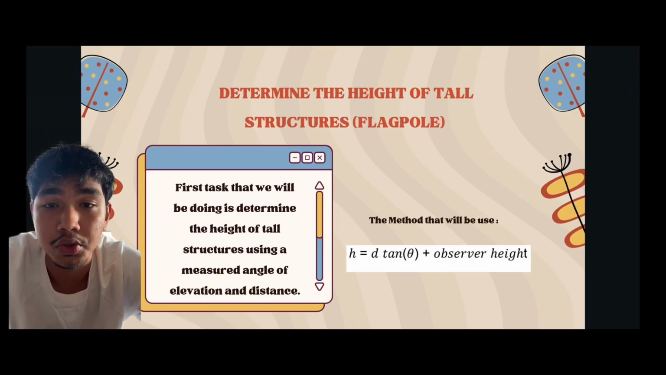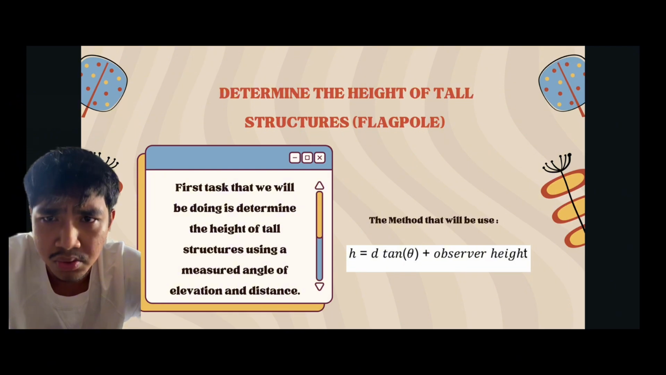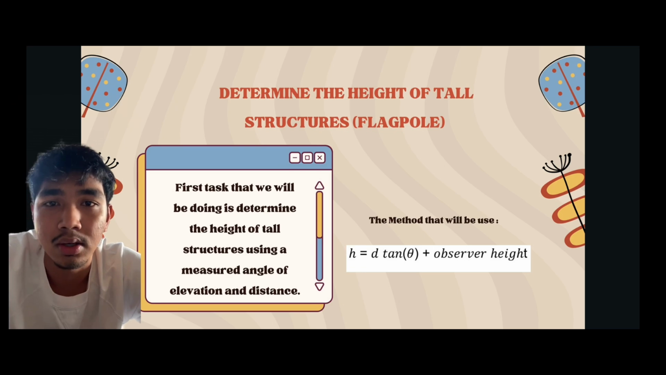Okay, hi guys. So today I want to present about our task activity. So I will present to you about determining the height of a tall structure, a flagpole. So the first task that we will be doing is determining the height of a tall structure using a measured angle of elevation and distance. So the method that we will use is H equal to D tan theta plus observer head.